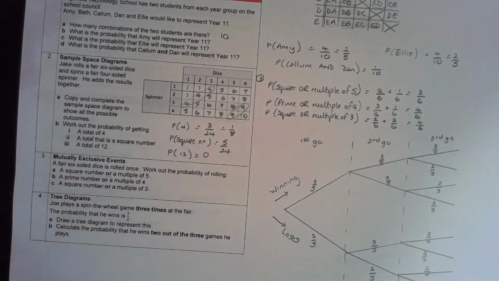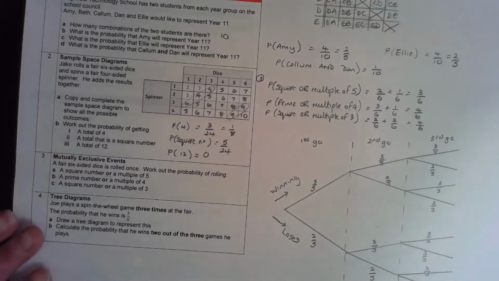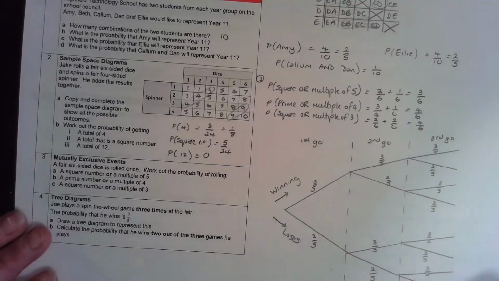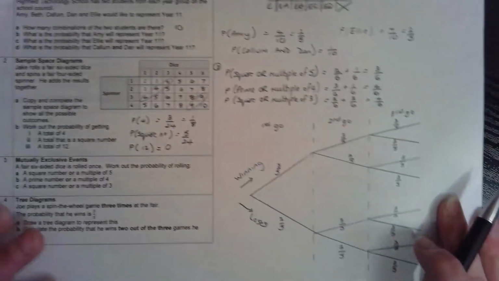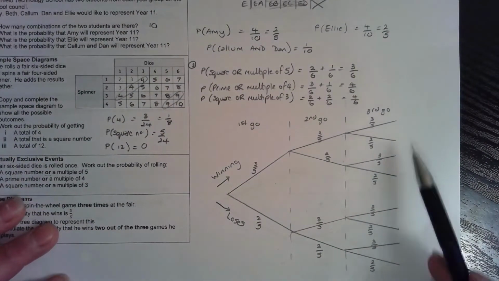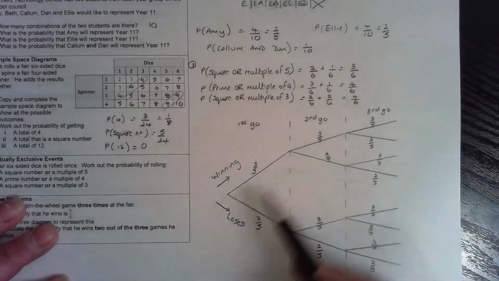So there's my tree diagram. It says calculate the probability that he wins 2 out of the 3 games that he plays. It doesn't say the first 2, it means any 2 out of 3. So what I'm going to do is write down at the end of the branches the outcomes for that branch.